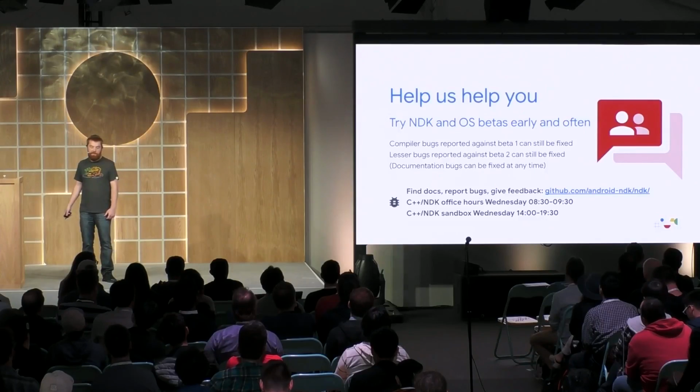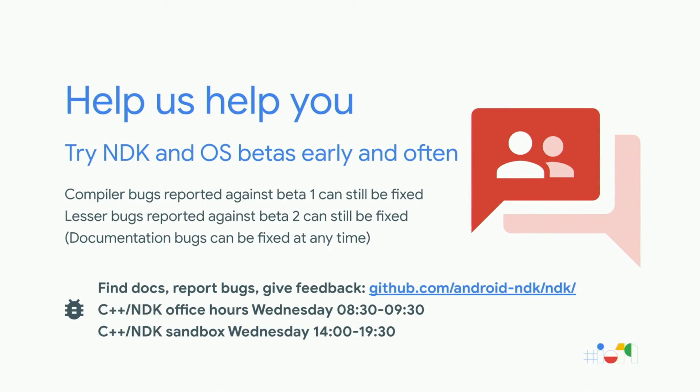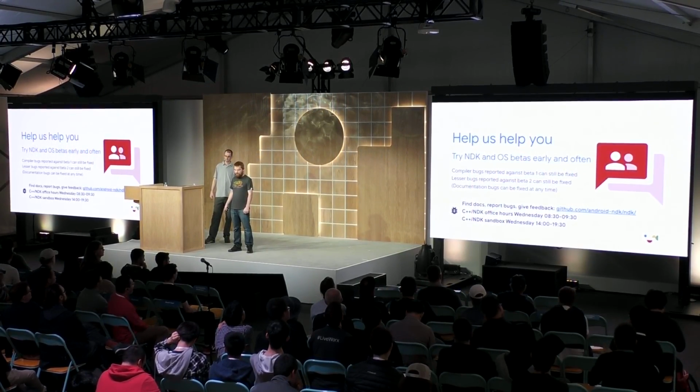So yes, help us help you. Try the OS betas, try the NDK betas. The sooner you file bugs, the more likely it is that we won't ship them. It is never fun when you find out that the only thing you can do is work around an existing bug because it is too late to fix it. File bugs at our GitHub bug tracker. Give feedback. Even if you just have a question to ask, it's a good place to start. The worst thing that will happen is I will close your bug with an answer.